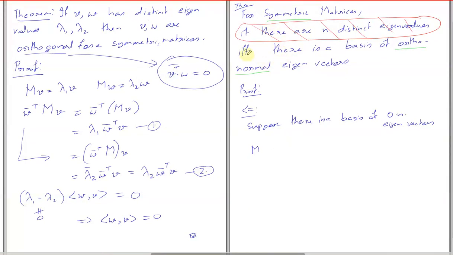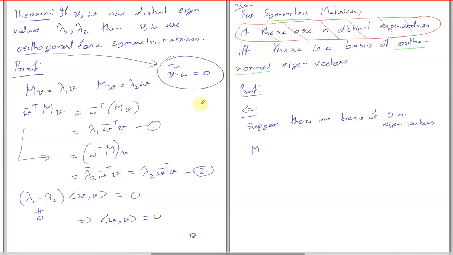So this is an if and only if. You have a symmetric matrix if and only if there is a basis of orthonormal eigenvectors. To prove the statement, there are two statements we need to prove. If you have a symmetric matrix, then there is an orthonormal basis of eigenvectors. The reverse statement is, if you have a matrix with an orthonormal basis of eigenvectors, then it's a symmetric matrix. Is that clear?